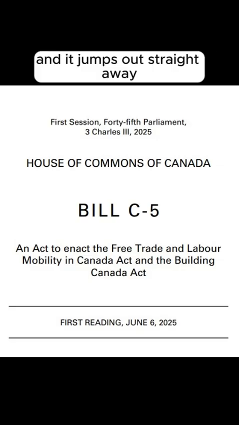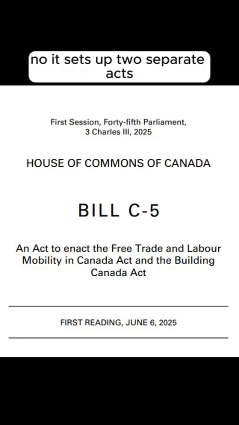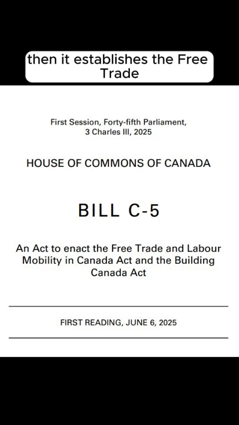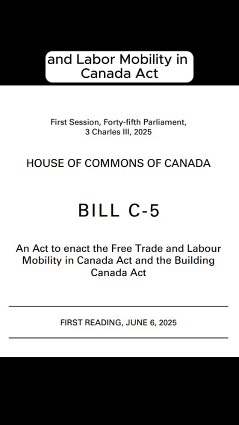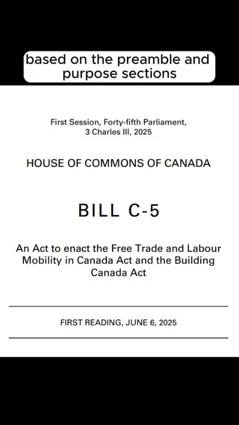And it jumps out straight away that it's structured in two distinct parts. It's not just one single focus. No, it sets up two separate acts, actually. We should probably tackle them one by one. Makes sense. Let's start with part one then. It establishes the Free Trade and Labor Mobility in Canada Act. What's the gist of this part based on the preamble and purpose sections?